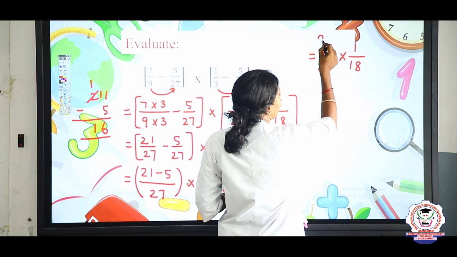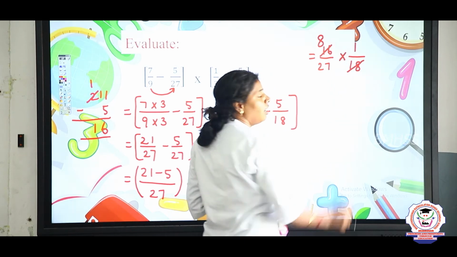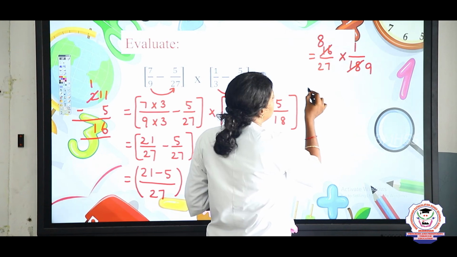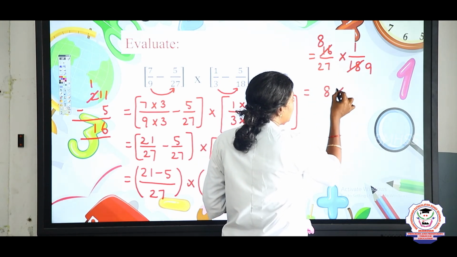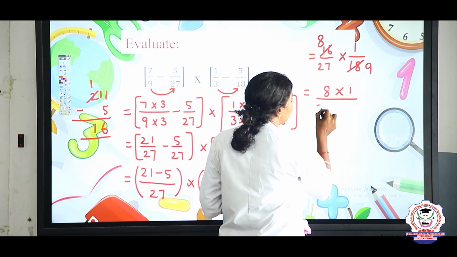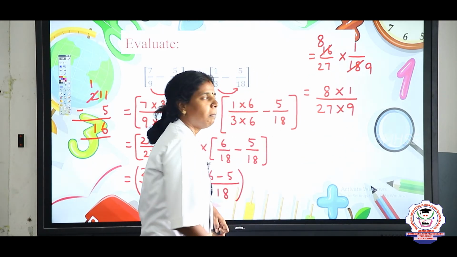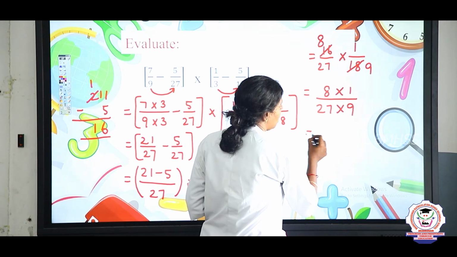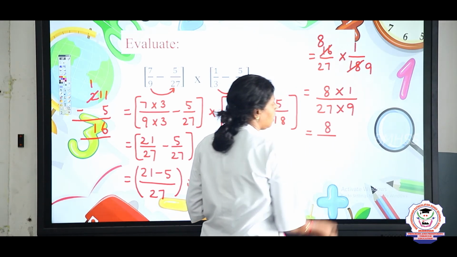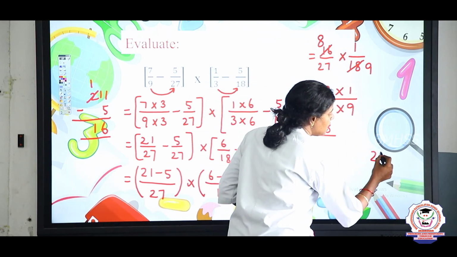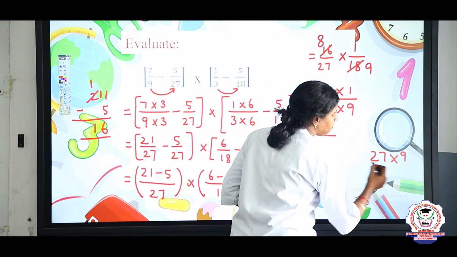So, 2 eights are 16 and how many times 18? 2? Yes, very good, 9. So, the numerator is 8 into 1 by the denominator 27 into 9. Multiply the numerator, 8 ones are 8 by 27 into 9. Find the product of 27 into 9.